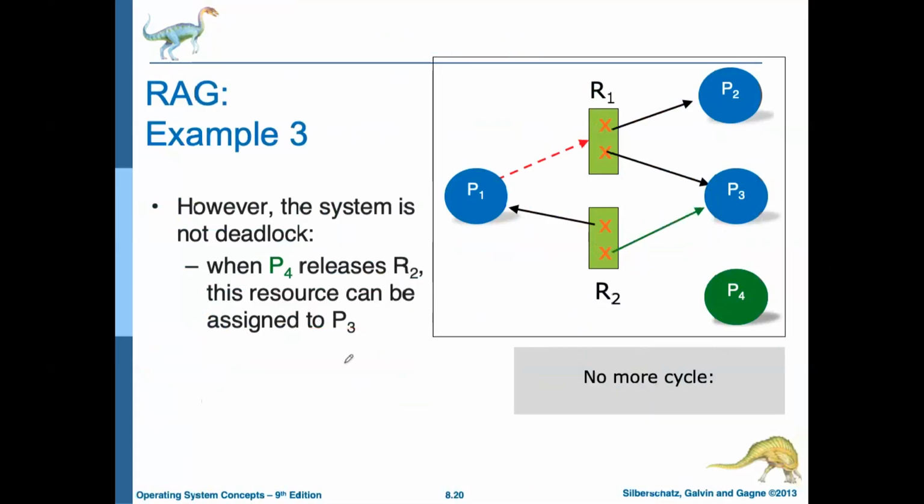And next, P3. However, the system is not deadlocked when P4 releases. Where's P4? P4 is here. P4 releases R2. This resource can be assigned to P3. So after that, no more cycle. So that's the thing.